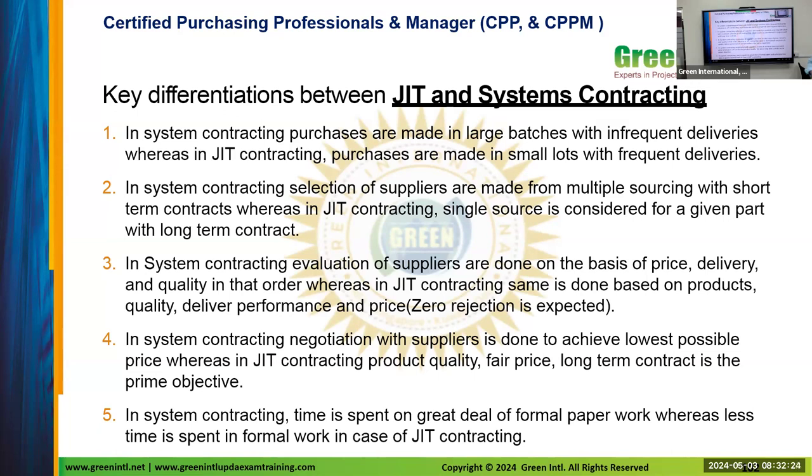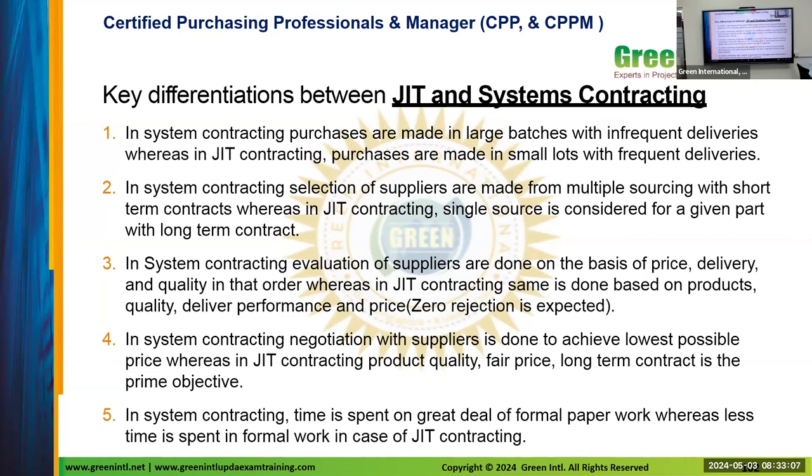In system contracting, negotiation with the supplier is done to achieve the lowest possible price, whereas in just-in-time contracting, product quality, fair price, and a long-term contract are the prime objectives. As I told you, in system contracting there will be many suppliers. For example, for nuts and bolts, if you are buying the system contracting way, you want to reduce the inventory of those nuts and bolts. You will have many traders in your local market, so you can negotiate as much as possible and keep multiple sources. It's not a problem. The price will be the main criterion.